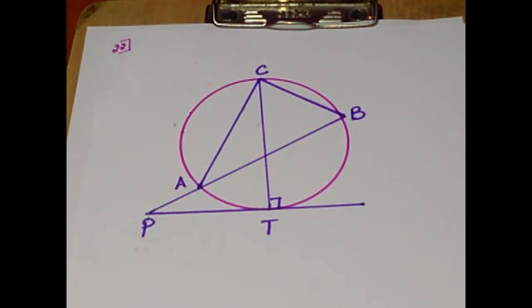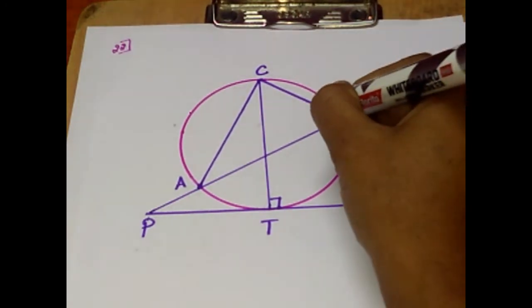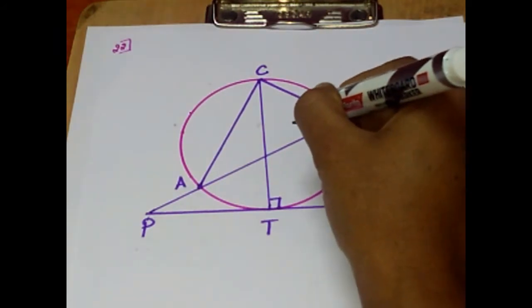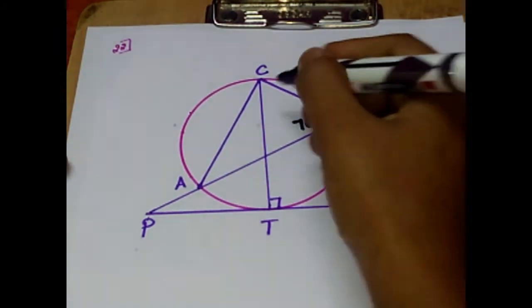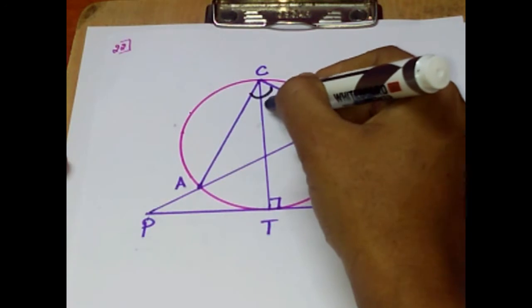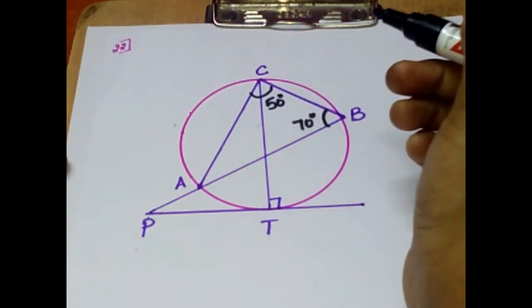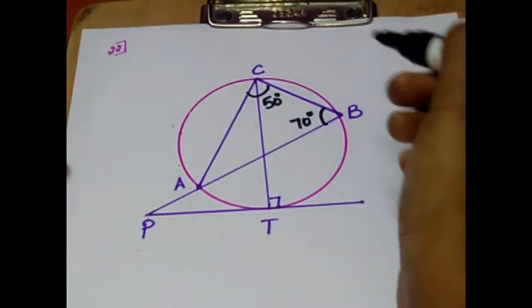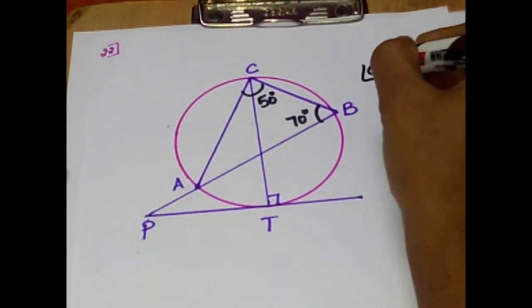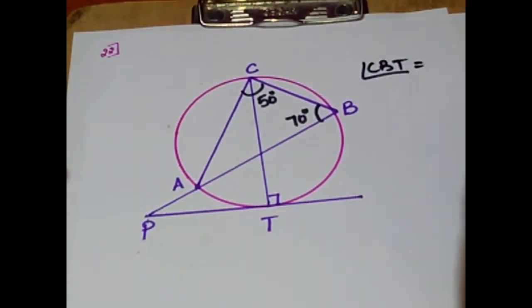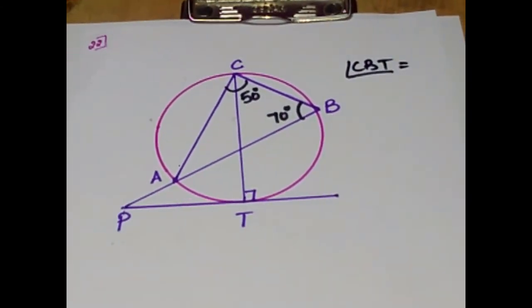A tangent to a circle at T. And if angle ABC is equal to 70 degree, angle ACB is equal to 50 degree, calculate angle CBT, that is point number 1.